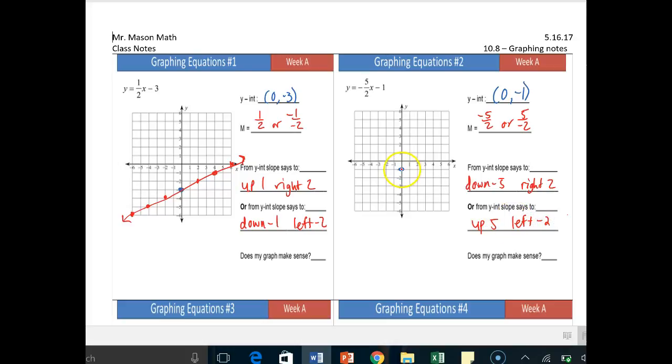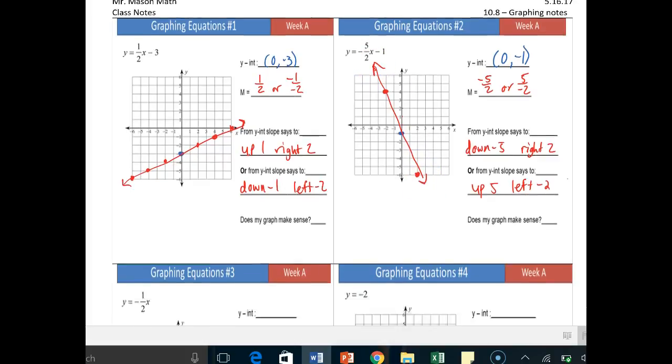So let's start by trying to move down 5, 1, 2, 3, 4, 5, and right 2, 1, 2, putting a dot there. Obviously I can't do that again, so then move up 1, 2, 3, 4, 5, and left 2, 1, 2. So there are my 2 possible points. Otherwise I run out of space, and again I take my ruler and I draw a nice straight line. Hopefully a little bit better than mine.